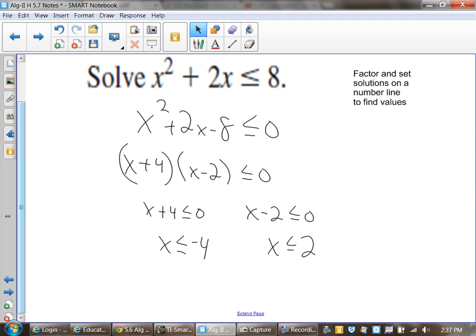Does that make sense? All you're doing algebraically is factoring and setting them up. Instead of setting them equal to, you set it to the inequality, and that's how it looks. That one's usually the weirder of them all because it seems too easy. Let me show you one more like that.